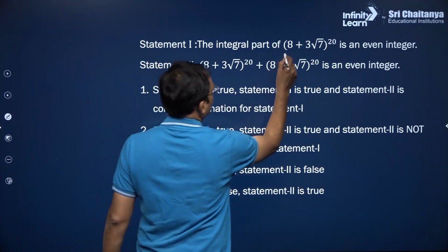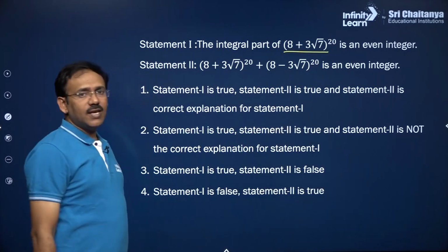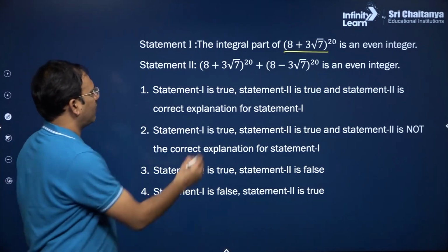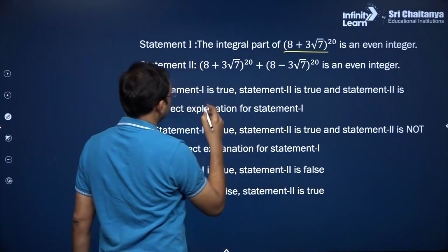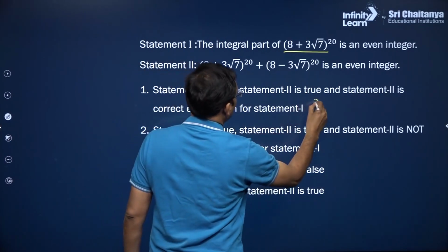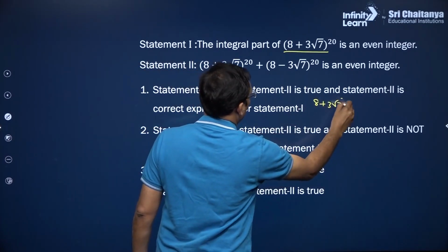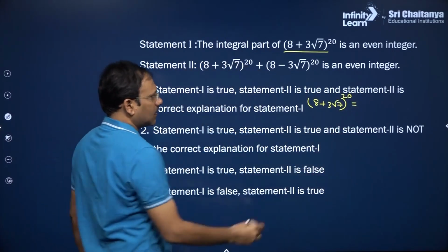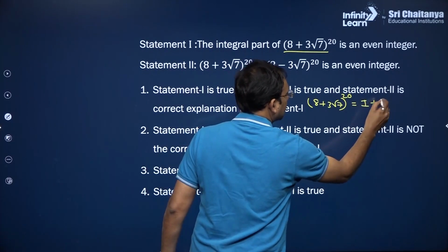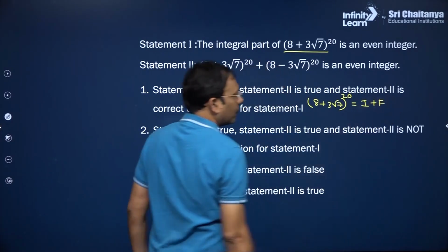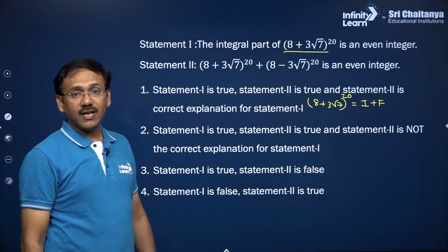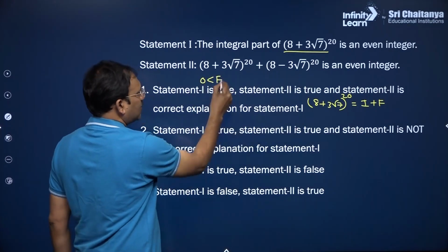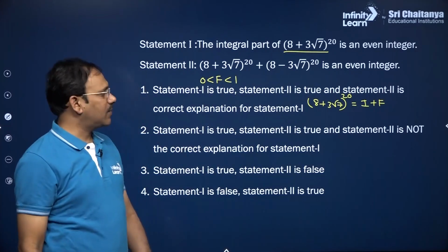8 plus 3 root 7 whole power 20 is an even integer, in fact an odd integer, it's the standard result. You can also prove it. Suppose you take 8 plus 3 root 7 whole power 20 as I plus capital F, where I is the integral part and F is the fractional part. Clearly this is not an integer, so strictly 0 less than F less than 1.